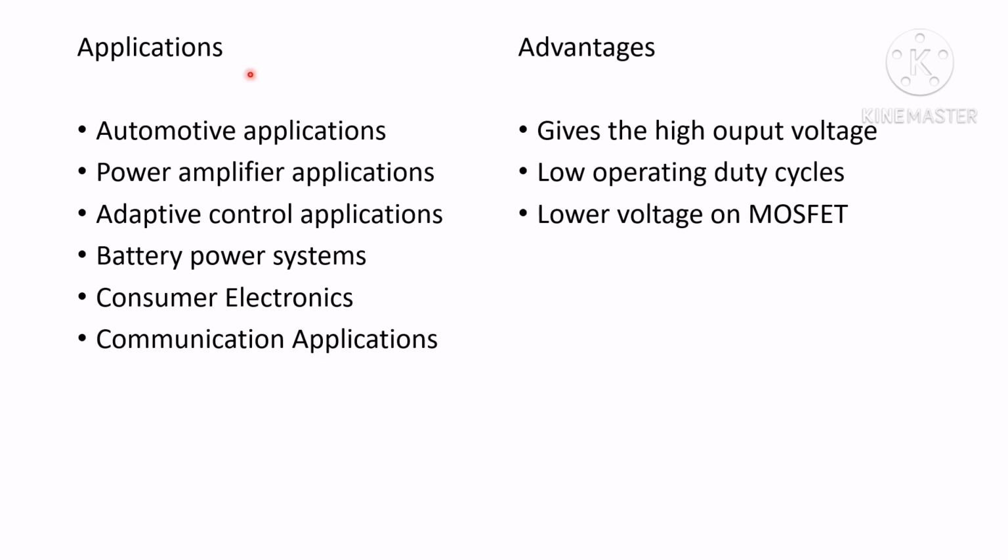And this is the application of the DC to DC booster. It's commonly used in automotive, power amplifier, adaptive control, battery power, consumer electronics, communication. And the advantages of the DC to DC booster are that it gives high output voltage, low operating duty cycles, and lower voltage on MOSFET, which means that when we use the MOSFET as the switching device, it creates a lower voltage. Therefore, this is all about the DC to DC booster that I will discuss.